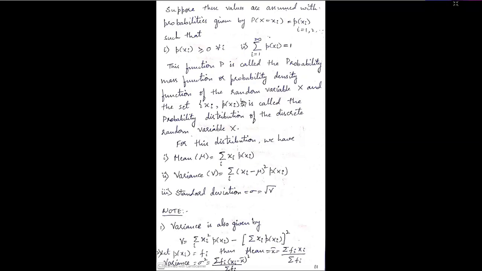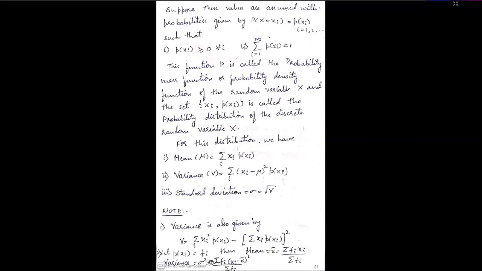Now, since summation fi is 1, I have taken fi to be equal to p(xi). So since summation fi is summation p(xi), which is equal to 1, we get mean is equal to summation xi p(xi).